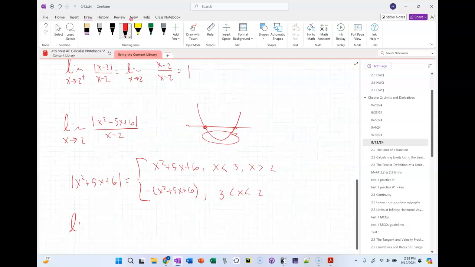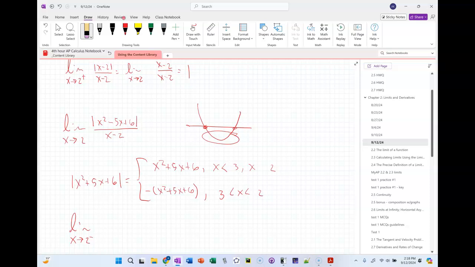So if I do the limit as x approaches 2 from the left, so that's looking at, oops, should be there. That's going to be this one, right?